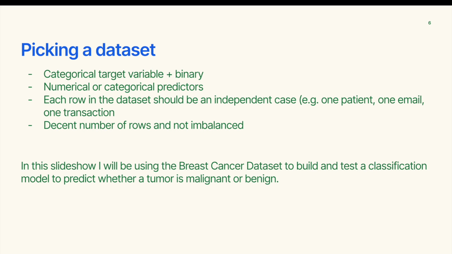Third, each row should represent an independent case, like one patient, one email, or one transaction. And finally, the dataset should have a decent number of rows and not be heavily imbalanced between the classes.